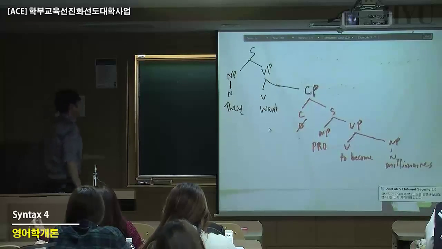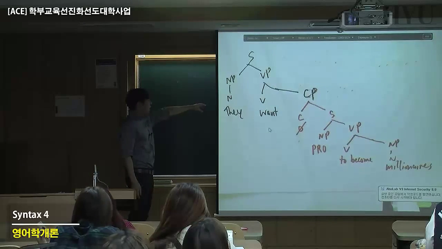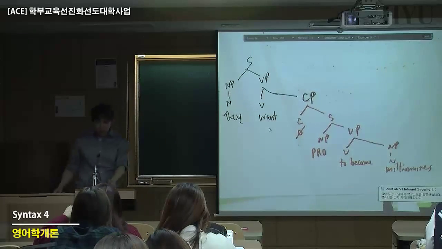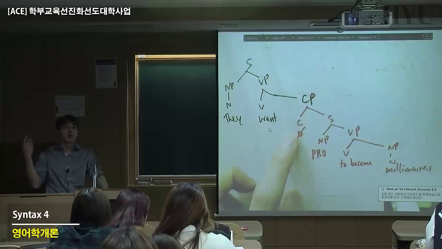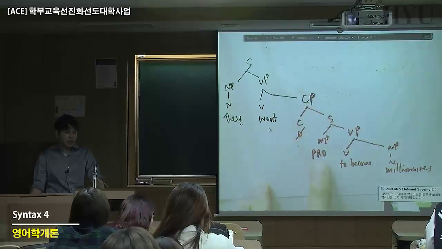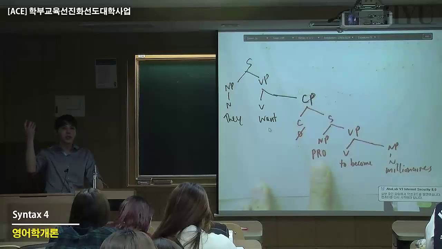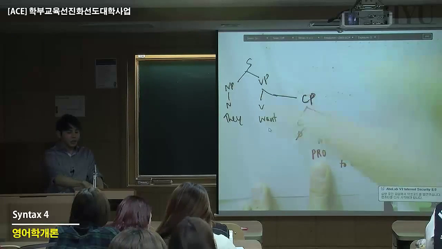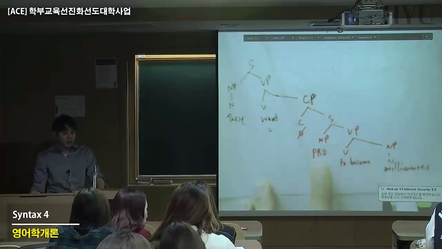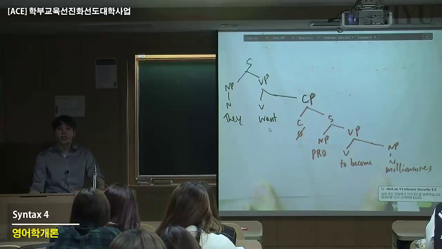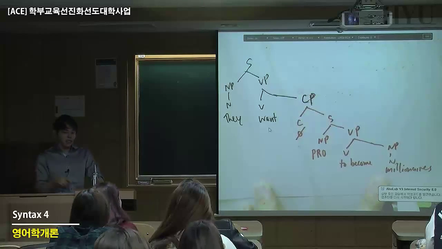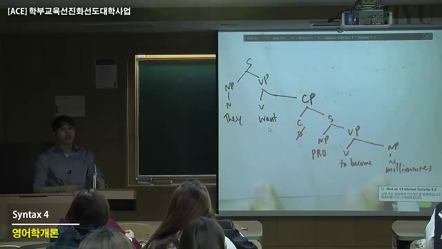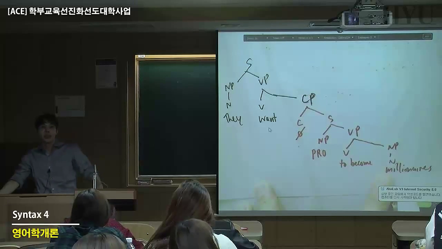Like this, right? So they want, and then we don't have anything under the C because there's no overt complementizer. And then we have pro, which is some kind of empty pronoun that can be there. Like they want themselves, like that, to become, and then millionaires, like that. Okay? So the verb here is missing a tense. It's just an infinitive with to become, and then the NP is millionaires, like that.